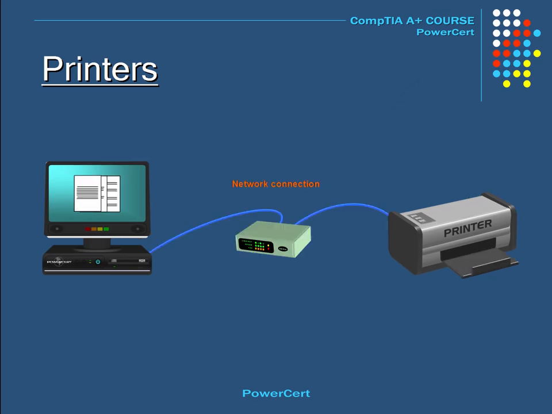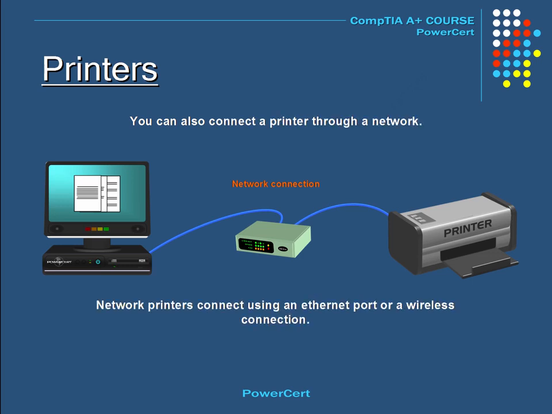But you can also connect a printer through a network if the printer has a network interface, such as an Ethernet port or a wireless antenna. These are known as network printers. Network printers are convenient because the printer can be placed anywhere in a home or office as long as it's connected to the network.